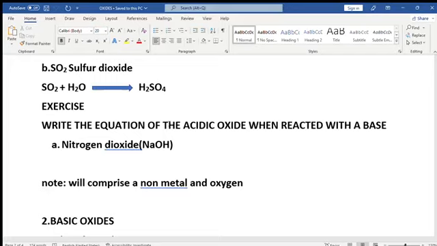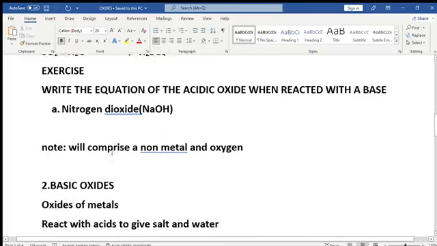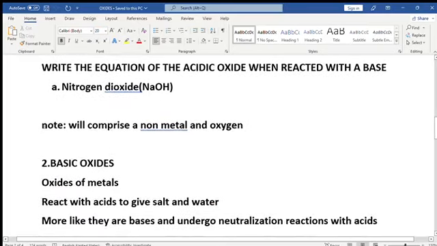So what I want you to try out is to write an equation of how nitrogen dioxide will react. NO2, nitrogen dioxide, means there are two oxygen atoms there. So it's another example of an acidic oxide. You can see that it comes from a non-metal nitrogen and also oxygen, because this is an oxide. Now, I want you to take this note, very important. This will comprise a non-metal and oxygen, as we already said.